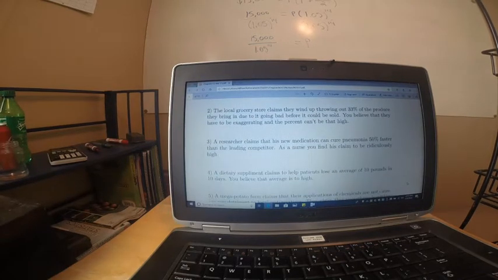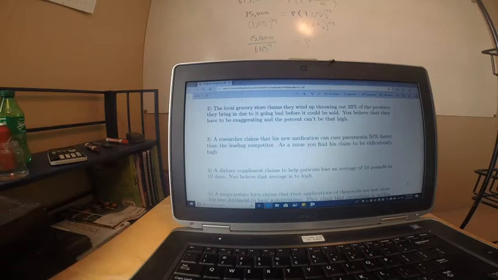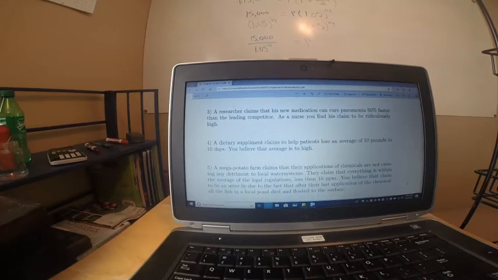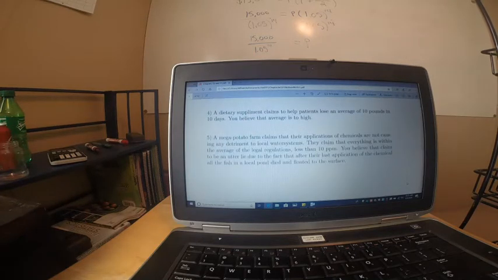2 says a local grocery store claims that they wind up throwing out 33% of the produce they bring in due to it going bad before it can be sold. You believe that they have to be exaggerating and the percent can't be that high. So you could test that with hypothesis testing. 3 says a researcher claims that his new medication can cure pneumonia 50% faster than a leading competitor. As a nurse, you find his claim to be ridiculously high. You could test that with hypothesis testing.